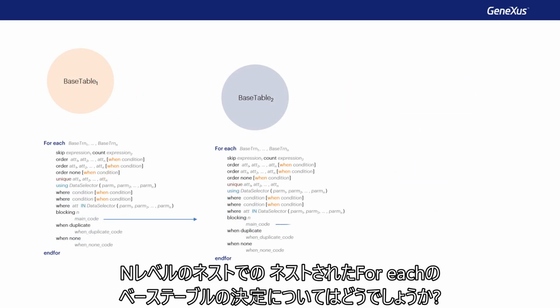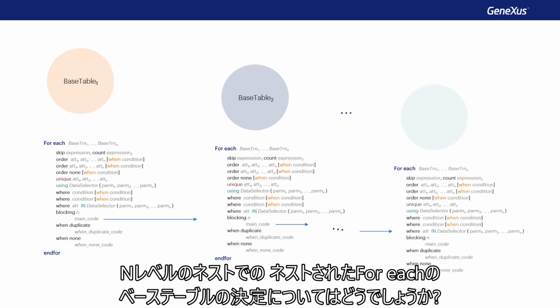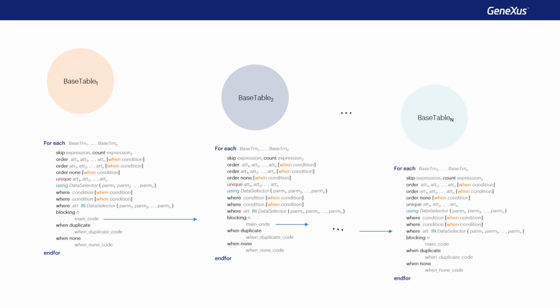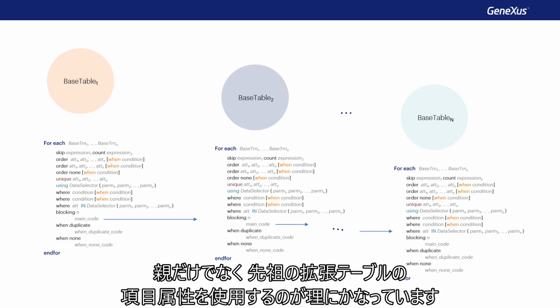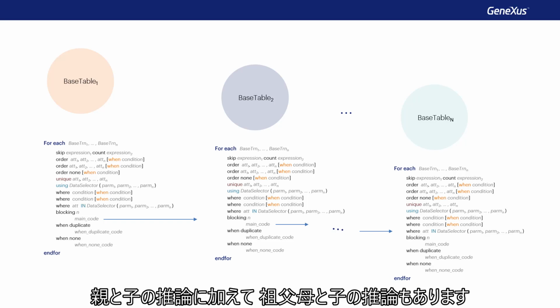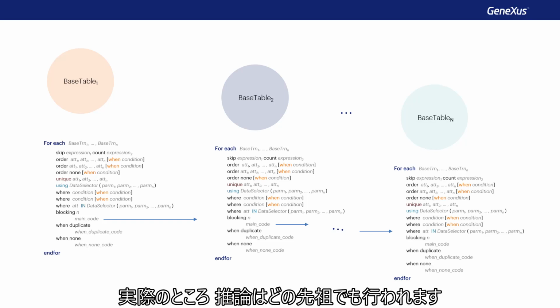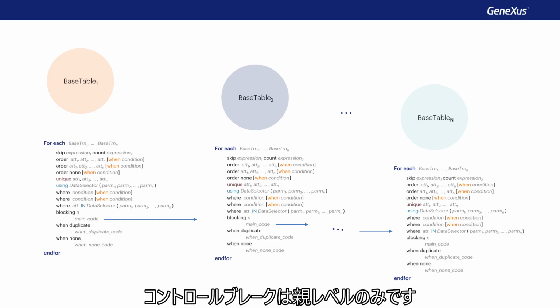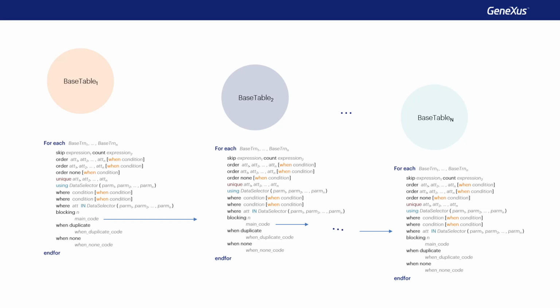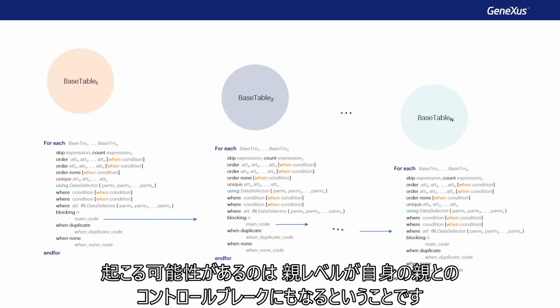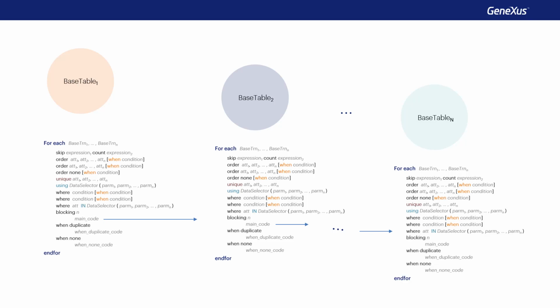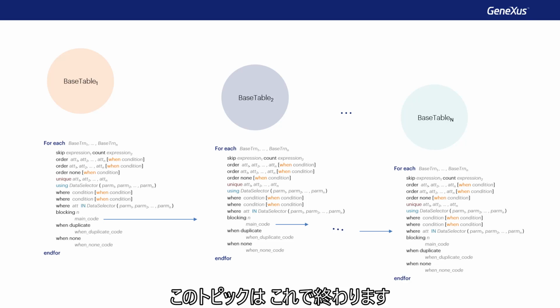And what about determining the base table of a nested for each at n level of nesting? It's logical that it may use attributes of the extended tables from its ancestors, and not only from the parent. In addition to parent-child inferences, there are also grandparent-child inferences. In fact, inferences take place with any ancestor, and control breaks are only at the parent level. What might happen is that the parent level could also be control break with its own parent. And that will be the end of this topic.